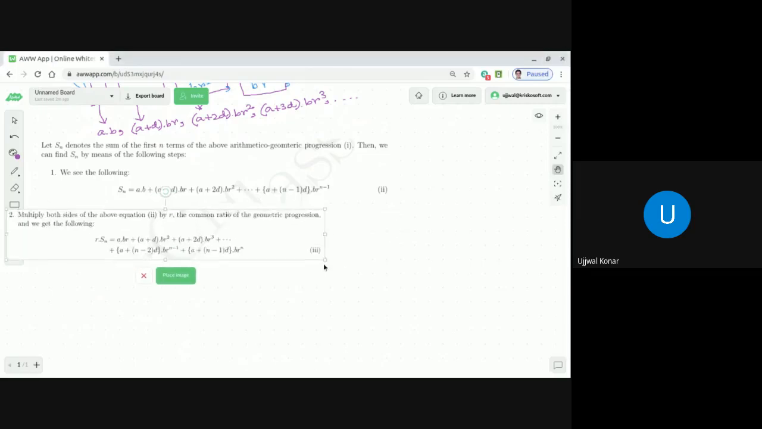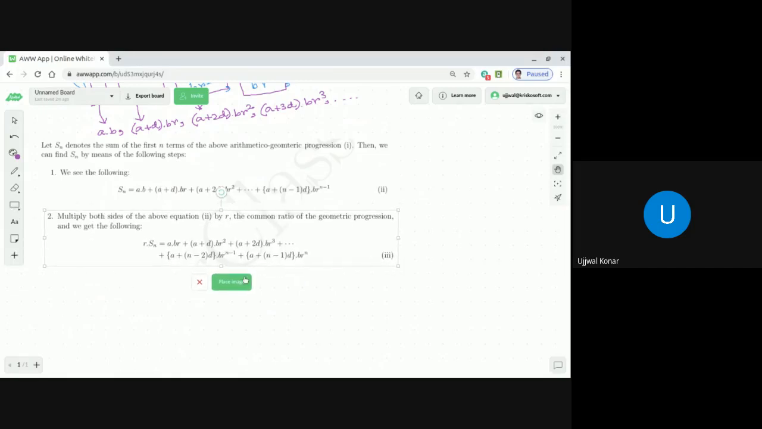The first step, as you already saw, is Sn equal to a into b plus a plus d into br, plus a plus d into br square, up to a plus n minus 1 into d into br to the power n minus 1, which you see in the first one. In the second step, dear students, multiply both sides of this equation by r. What is that r? The common ratio of the geometric progression. Then we'll get r into Sn is equal to a into br plus a plus d into br square plus a plus 2d into br cube, and in that way, the last term should be a plus n minus 1 into d into b into r to the power n. All of you agree, I hope?